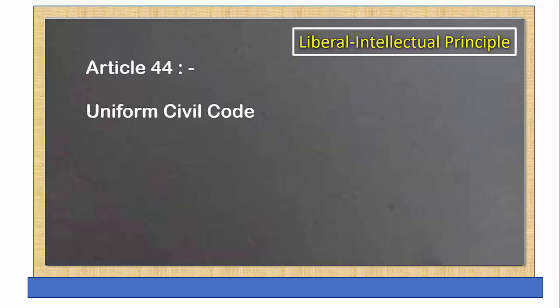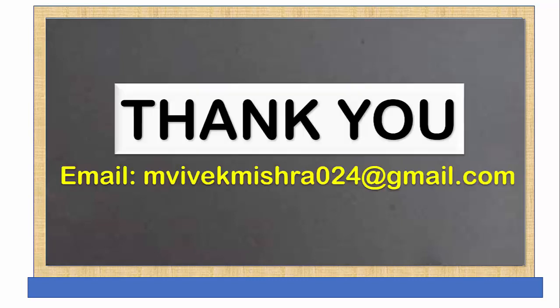Okay, so now coming to Article 44. As you all know, yesterday I told you about the uniform civil code. Article 44 basically provides a uniform civil code, where there must be a national uniform law equal for all religions, all persons, all citizens of the country irrespective of religion, caste, creed.